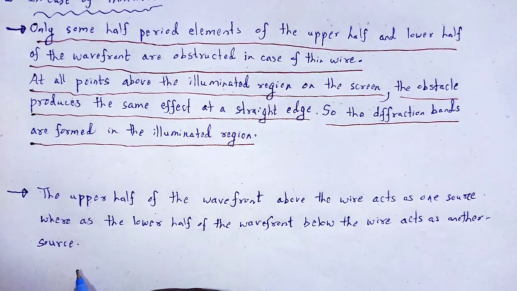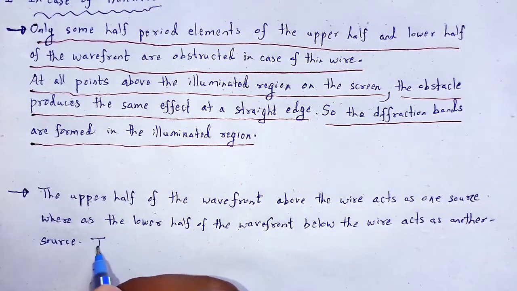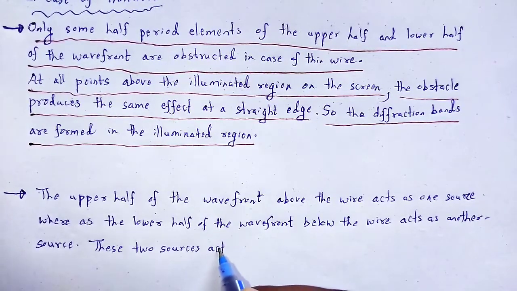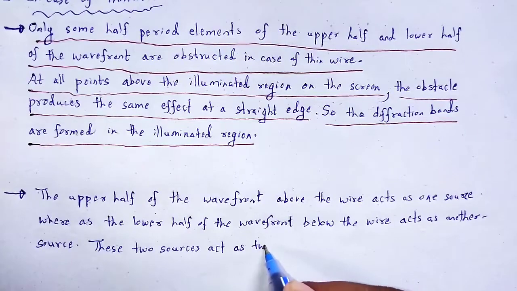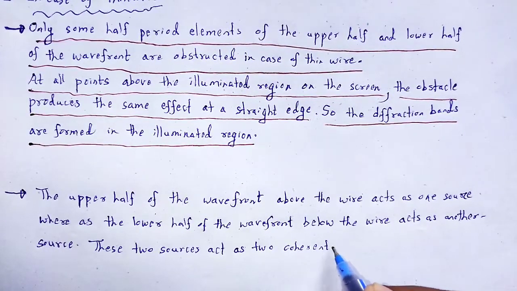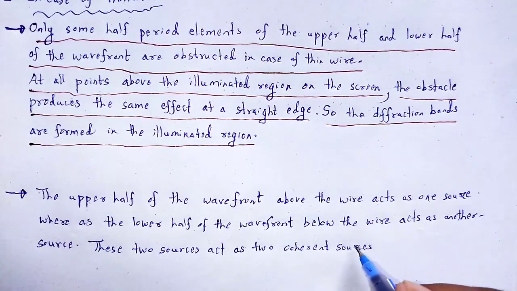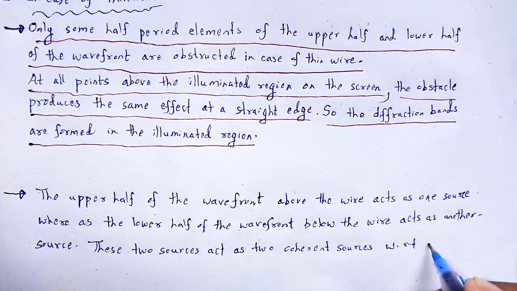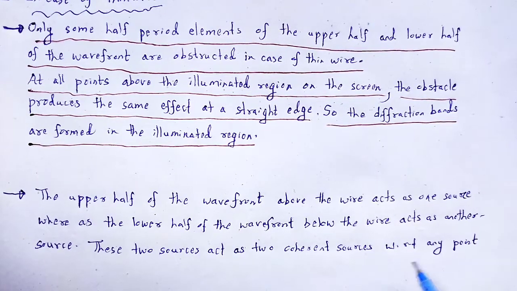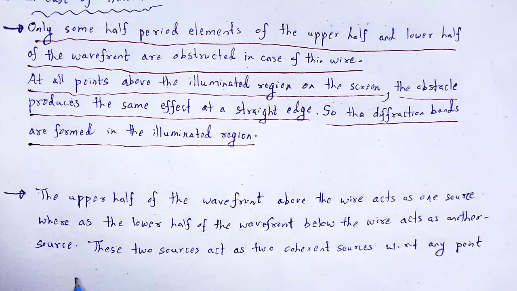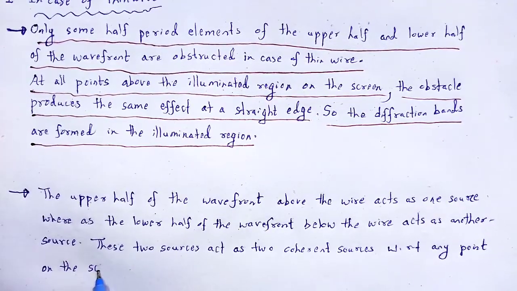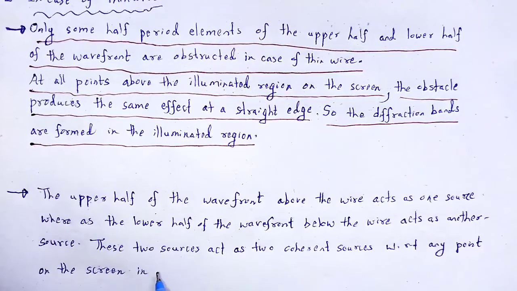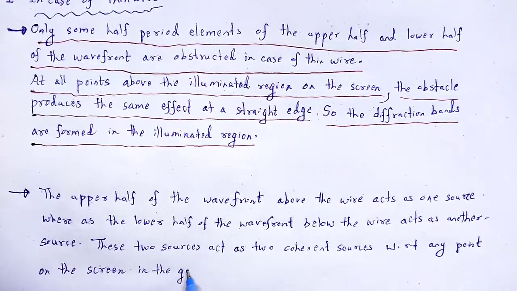These two sources act as two coherent sources with respect to any point on the screen in the geometrical shadow.